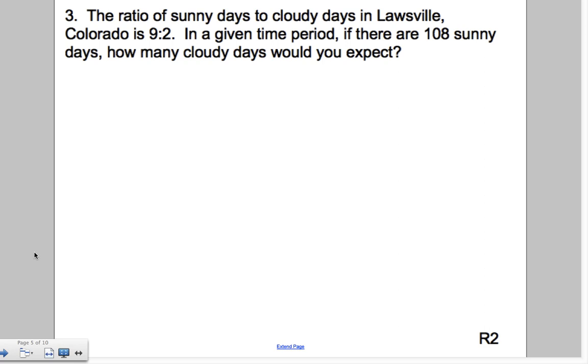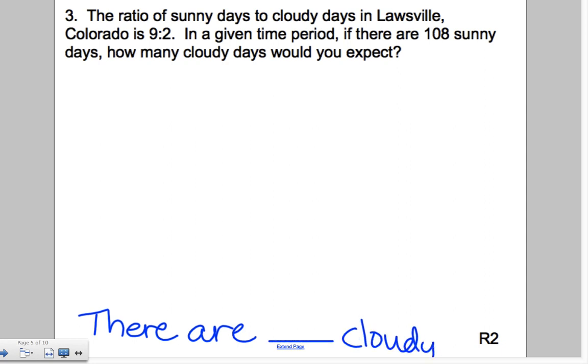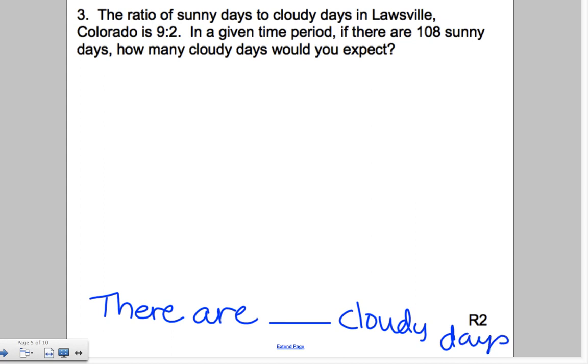Harrison, what do you got? There are blank cloudy days in Mossville. Yep. There are blank, cloudy. I'm going to stop there, but you can add in Colorado or in Lawville, okay?